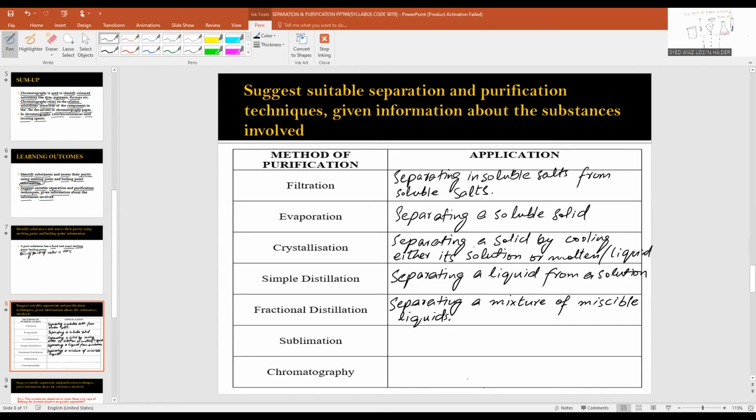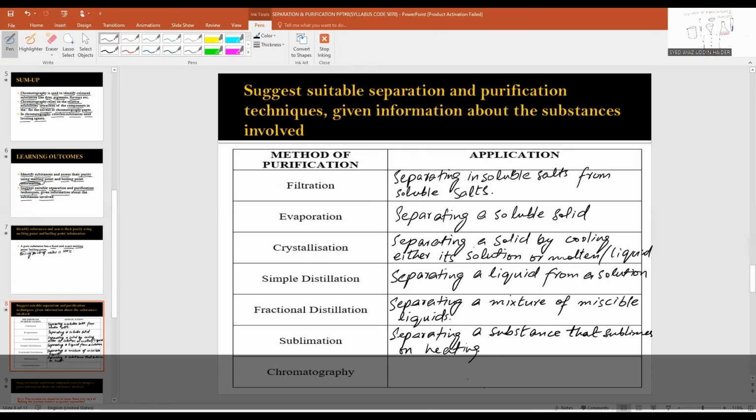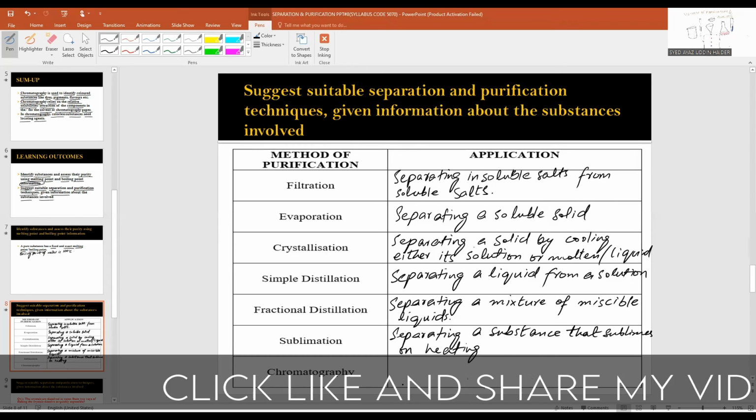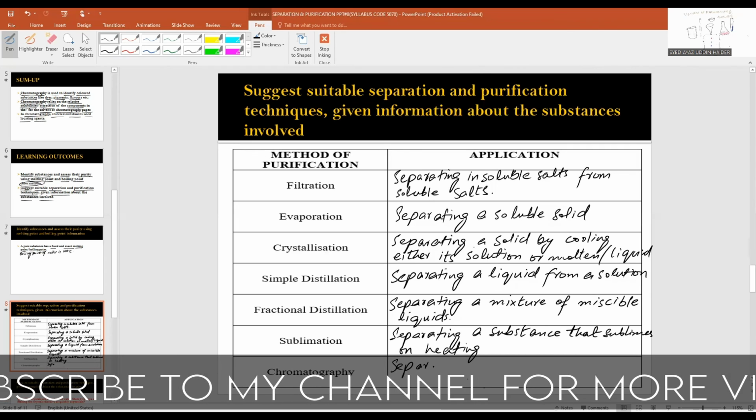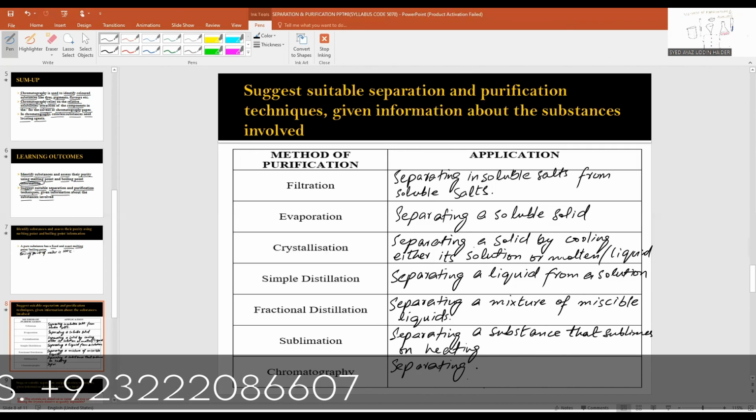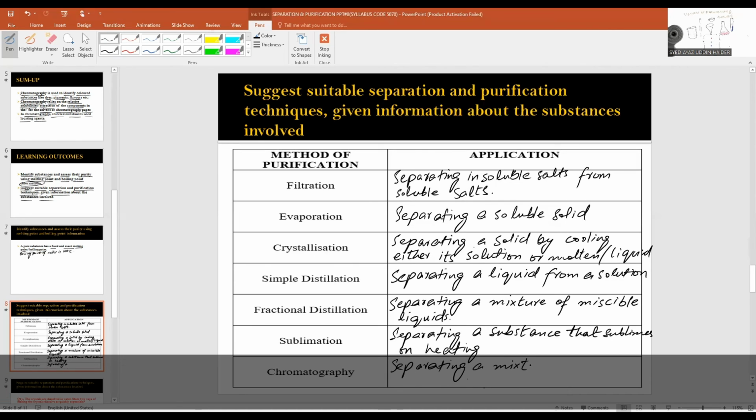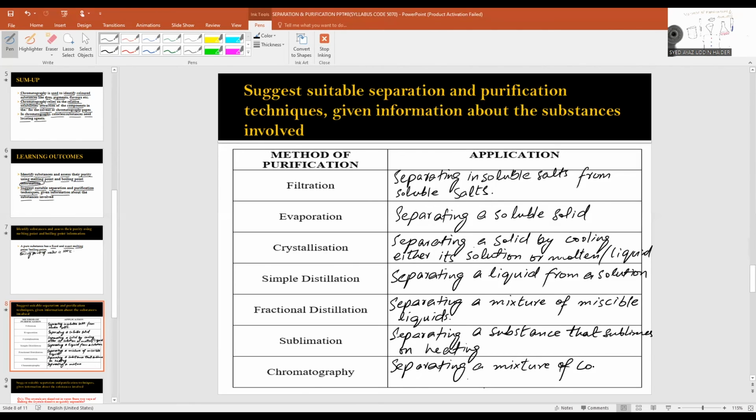Sublimation, separating a substance that sublimes on heating. Chromatography, separating a mixture of colors like dyes, pigments, food colors, etc.